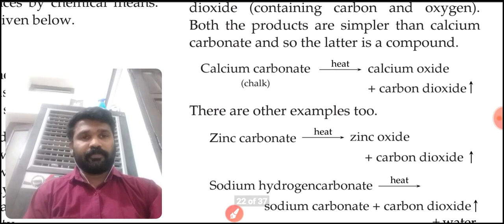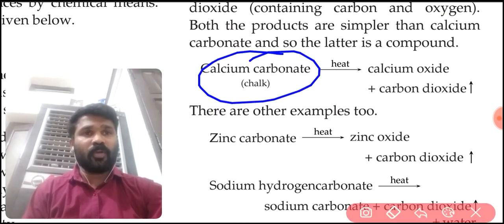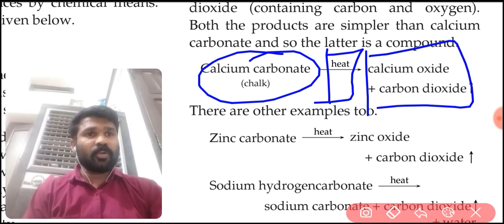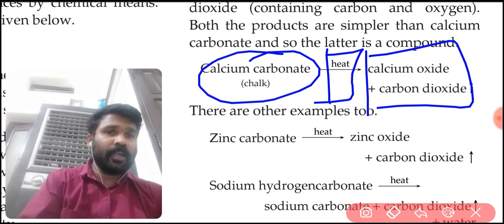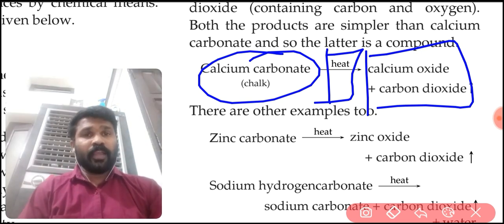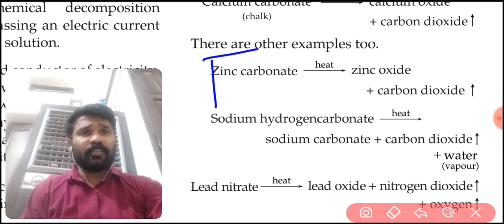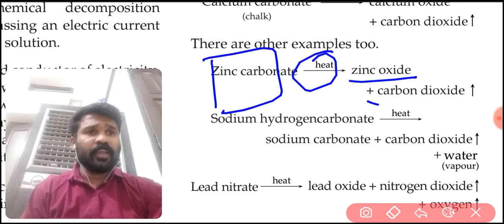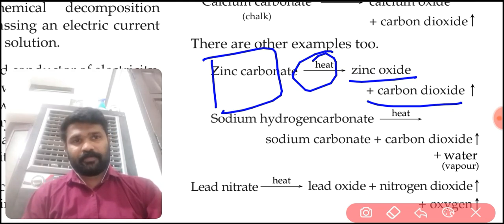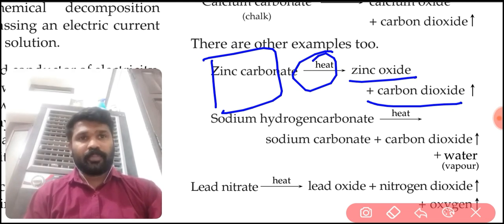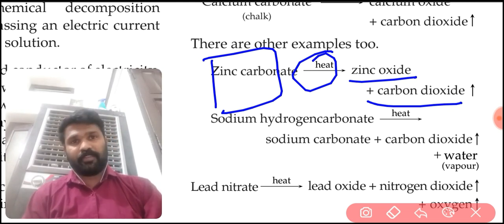Here is the equation. Calcium carbonate or chalk, by heating, gives the products calcium oxide and carbon dioxide. It is a decomposition reaction. By heating, calcium carbonate splits and gives back calcium oxide and carbon dioxide. There are a few examples also. Zinc carbonate: by heating zinc carbonate, we get zinc oxide and carbon dioxide as products. Zinc carbonate splits up.